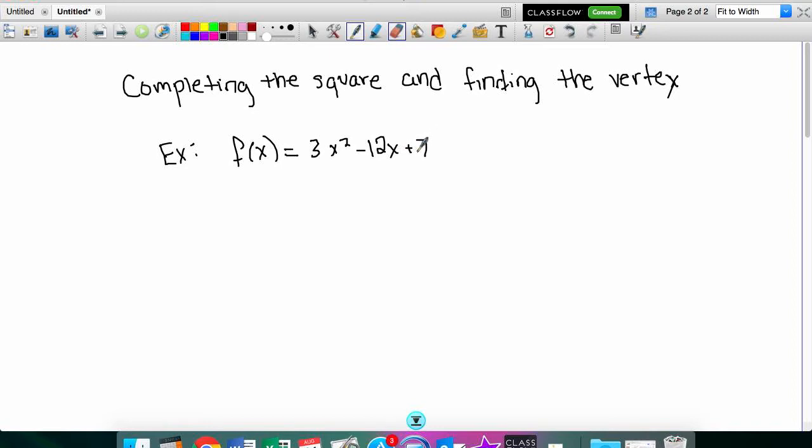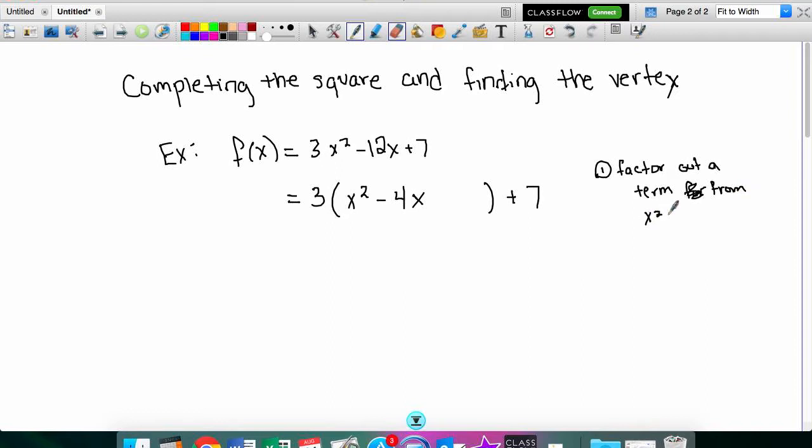All right, to complete the square, the first thing that you want to do is factor the leading coefficient out of the x squared and x terms. So the leading coefficient is 3, so I'm going to factor that out. I'm going to leave a gap in this set of parentheses with my coefficient out in the far right. So once again, I factored out the a term from the x squared and x terms.